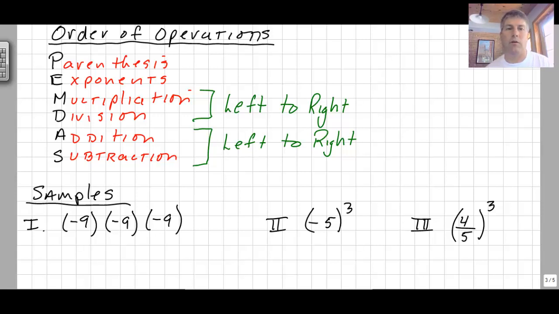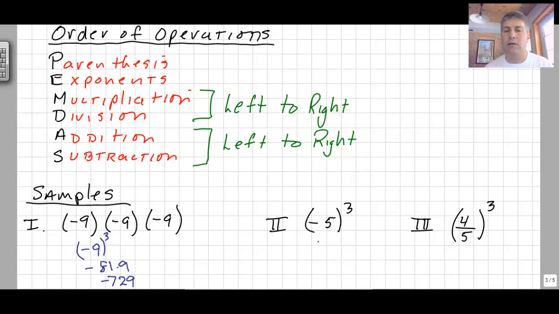So I'm starting with sample problem number 1. Negative 9 times negative 9 times negative 9. Well, we could also look at that. That's negative 9 to the third power. Negative times a negative times a negative, that's going to be a negative. 9 times 9 is 81. 81 times 9 is, whatever we get for 81 times 9, 8 times 9 is 720. Is that 729? I think it is, and it's negative.